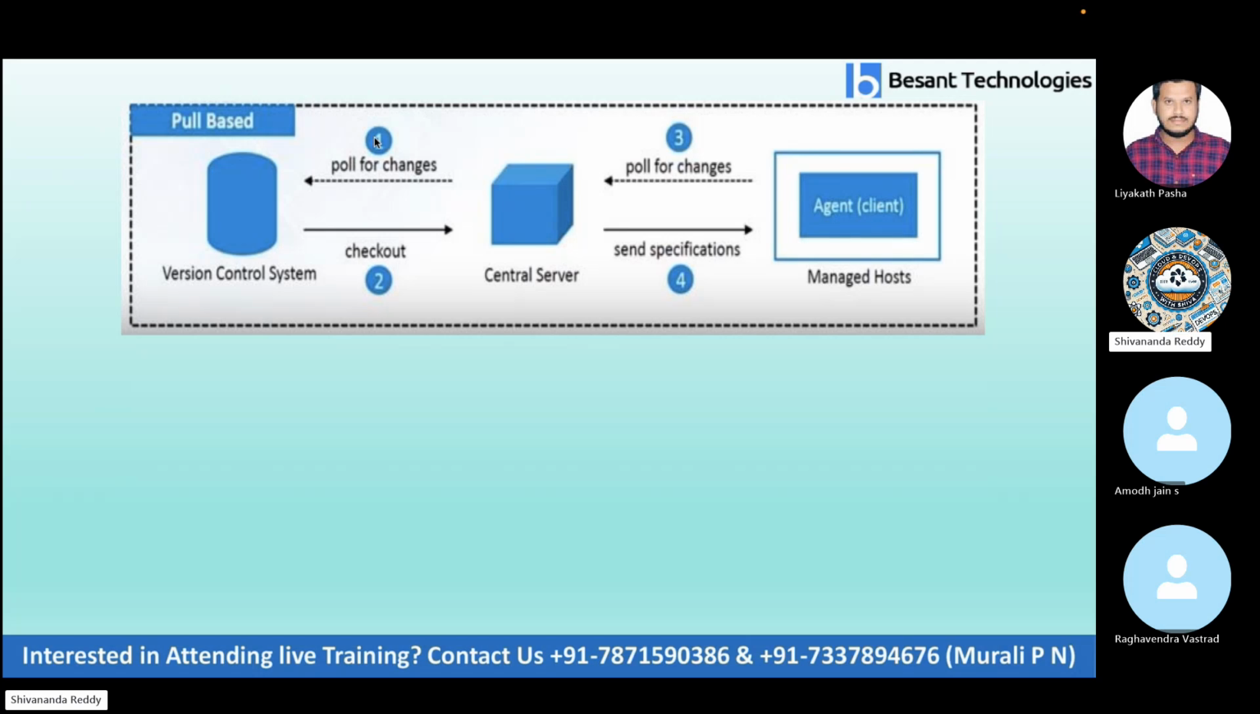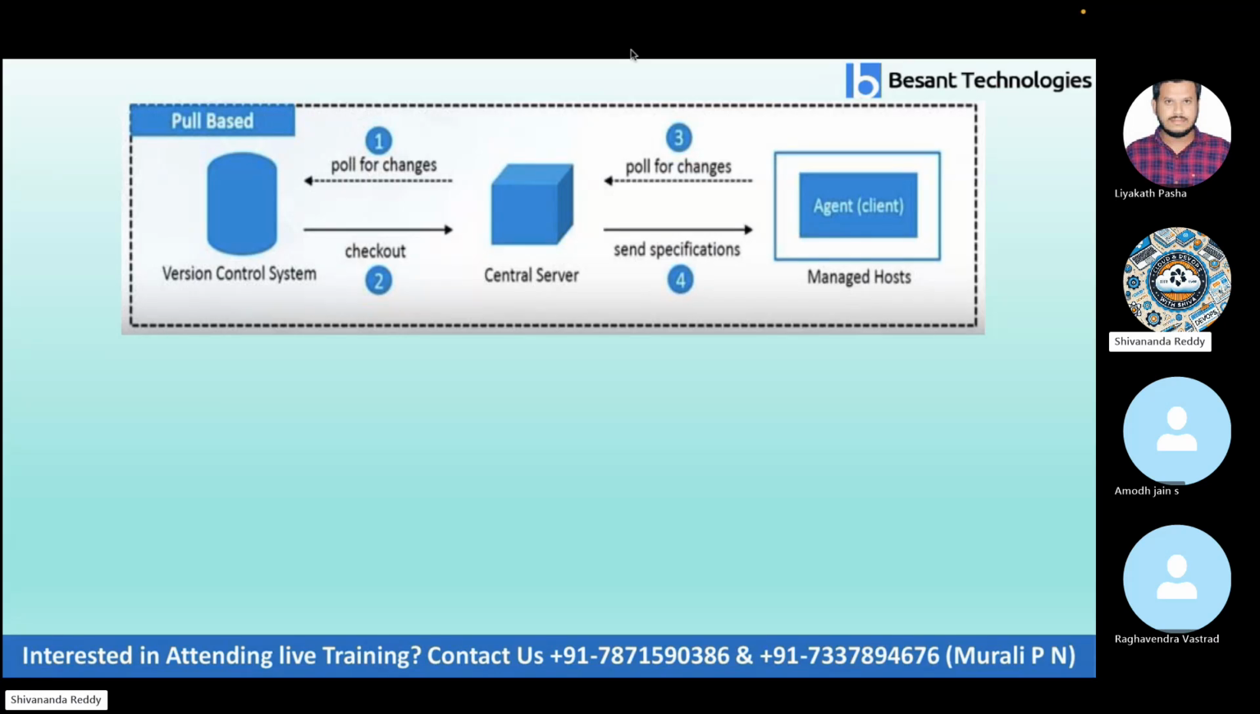So look at this. This is the pull based mechanism. Where version control system is there, there's a Git. In the Git, you're going to write the code. Then we have a central server, and then we have agents. Agent means client machines. So now this version control system has the data, right?